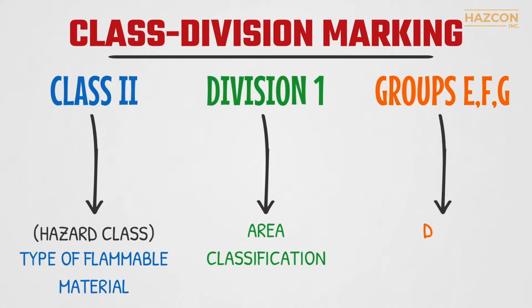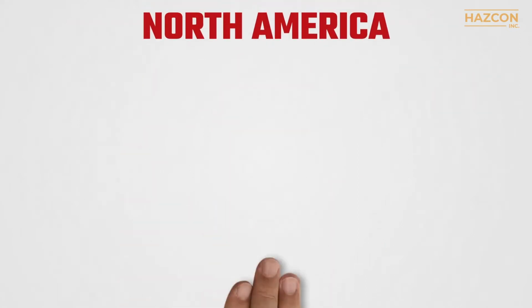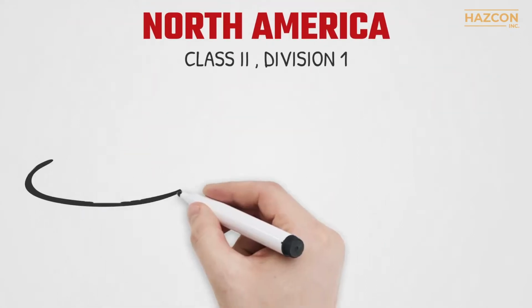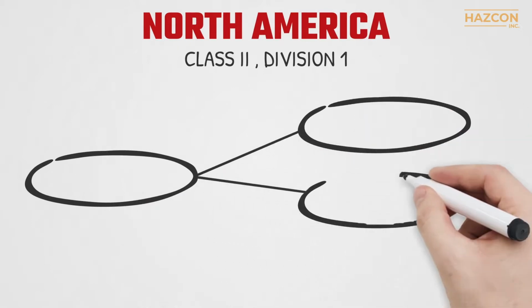The third part of the marking is the dust group. The marking must list all groups that are acceptable. For instance, if a marking shows group F and G, it means this product is only acceptable where there are combustible dusts other than combustible metal dust. Markings allow some devices to be installed in areas that have been classified using a different system. The standards must be strictly followed in all cases.